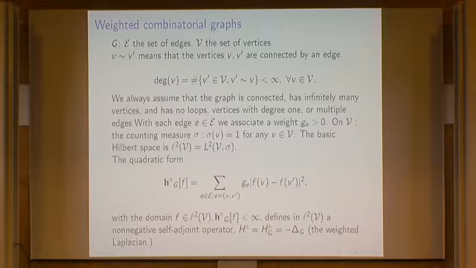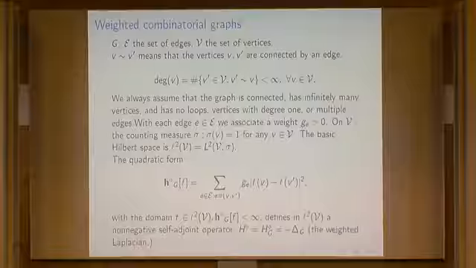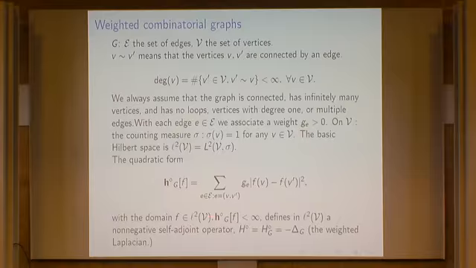So it is the following sum. The quadratic form of the operator acting on the function. The function is the collection of values at vertices. So it is this sum defined on L2 functions where it is finite. And this sesquilinear form, this quadratic form, defines a self-adjoint operator which we call the Laplacian on this weighted graph, weighted Laplacian.